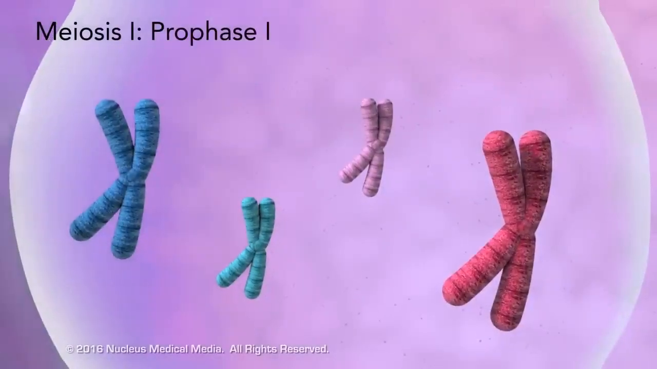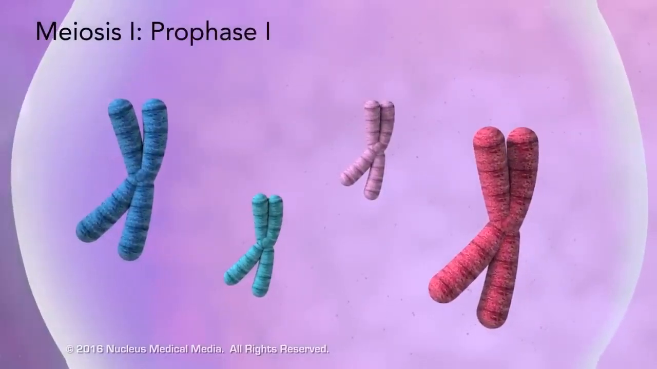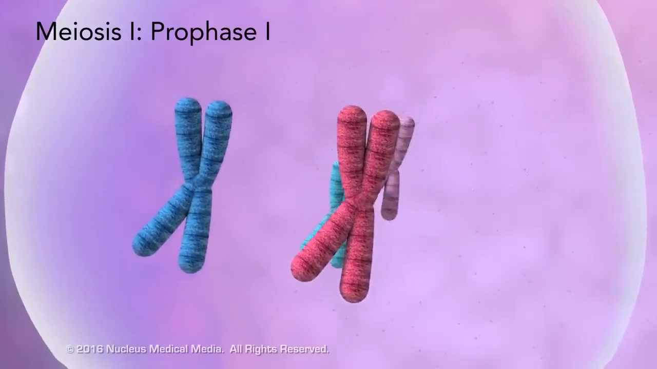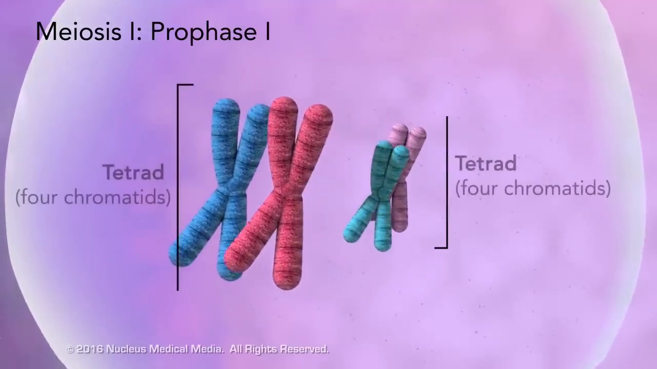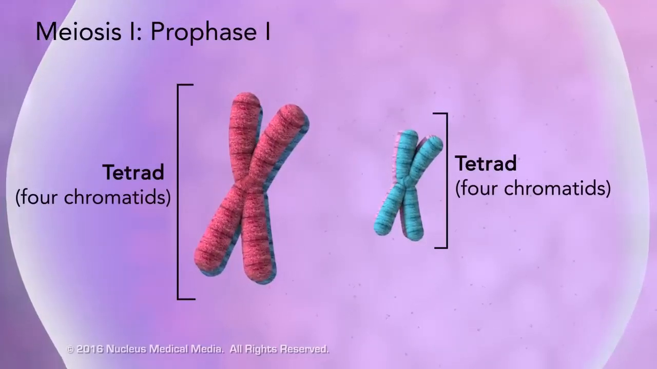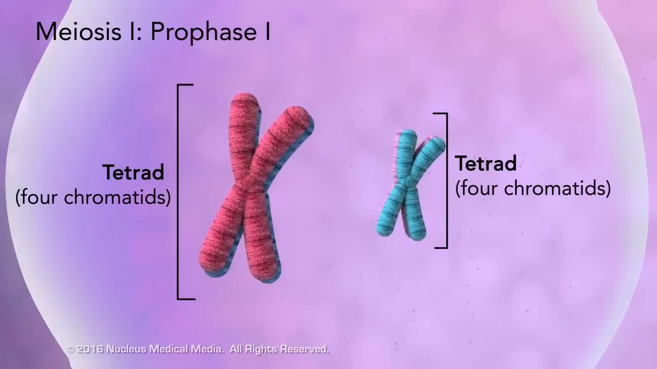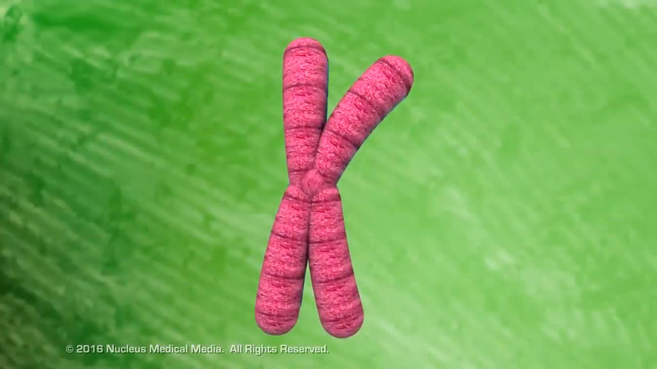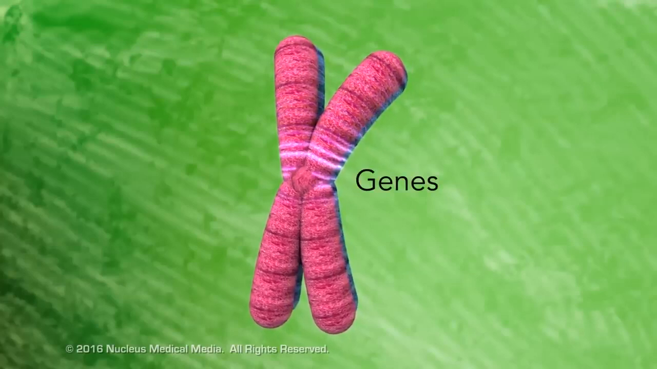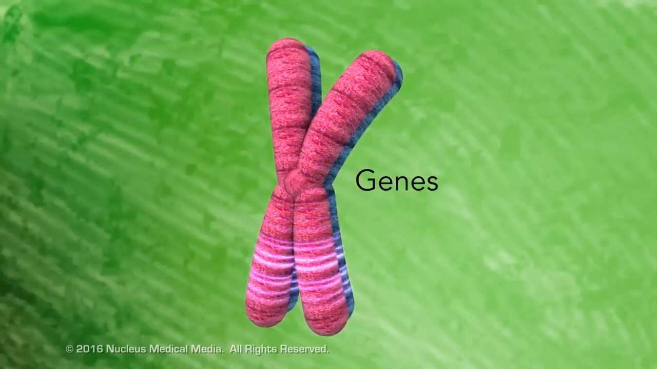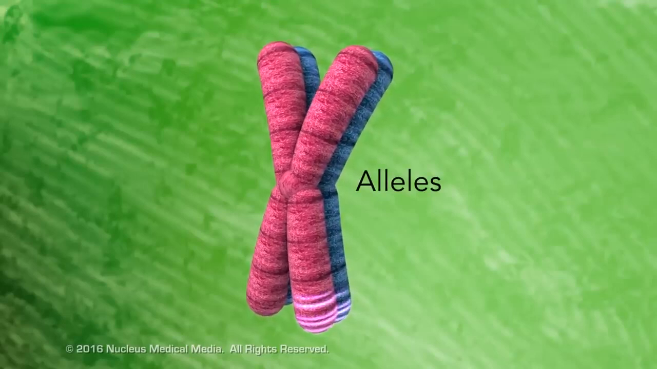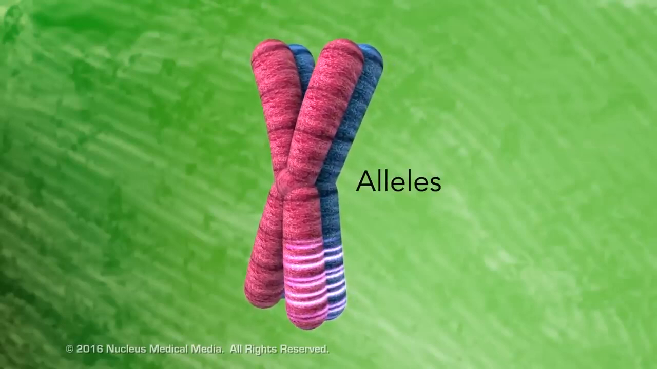In a process called synapsis, each chromosome pairs up with and binds to its corresponding homologous chromosome, forming a tetrad. A tetrad is the group of 4 sister chromatids in paired homologous chromosomes. The chromosomes contain genetic information called genes. These genes were inherited from each parent. And different versions of the same gene on each chromosome are called alleles.